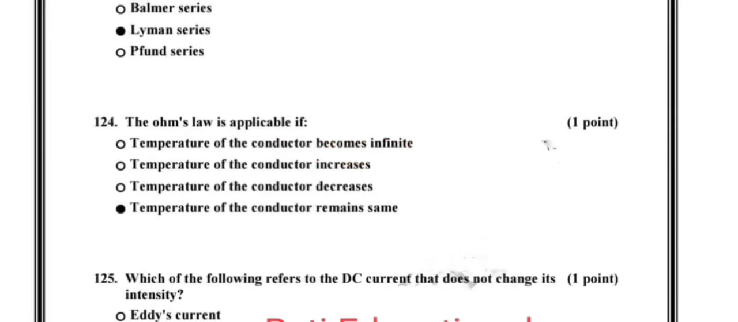In this video, I am going to share physics part MCQs from 123 from Sindh MDCAT 2023 conducted by Sindh Medical University. So question number 123. In which spectral series is the far ultraviolet region of electromagnetic spectrum found? The correct option is Lyman series.